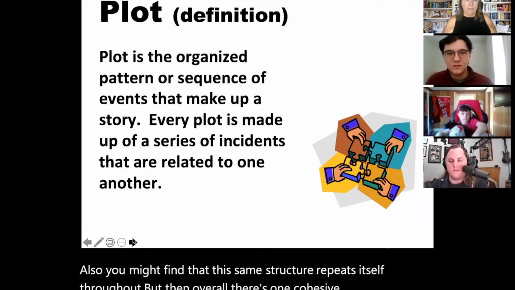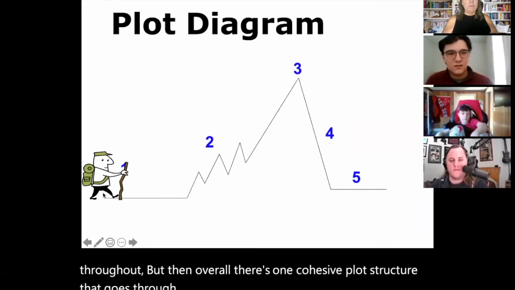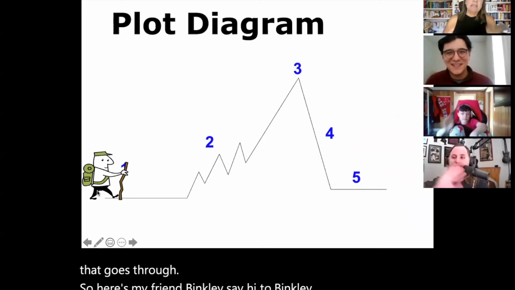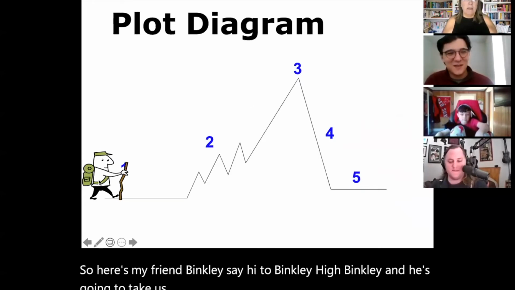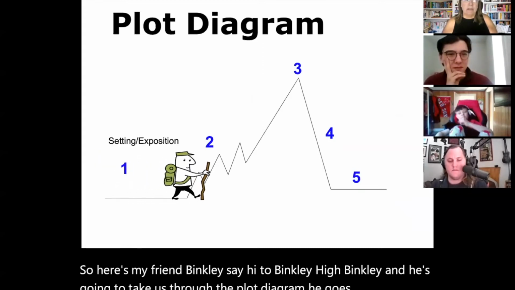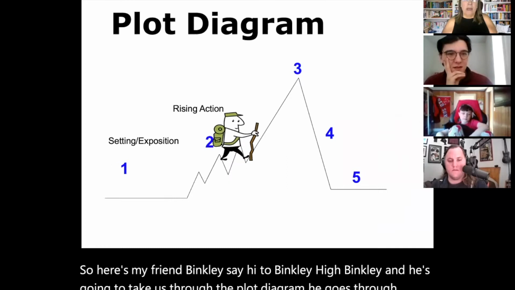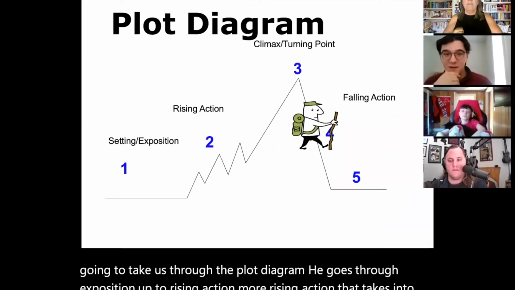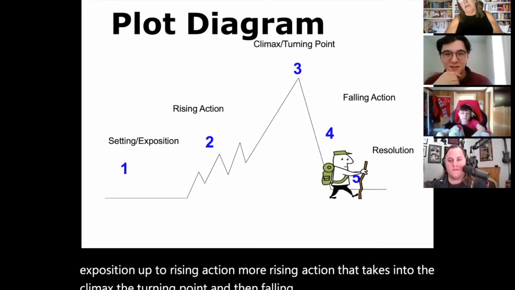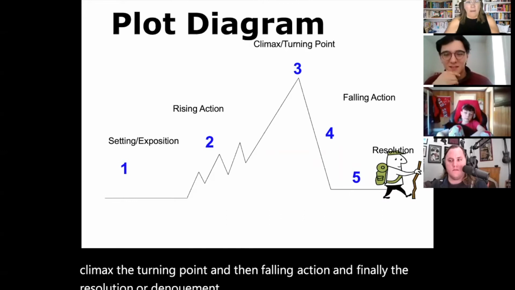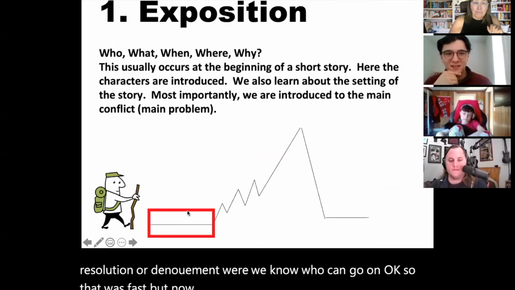Okay, so here's my friend Binkley. Say hi to Binkley. Hi, Binkley. And he's going to take us through the plot diagram. He goes through exposition, up to rising action, more rising action that takes him to the climax, the turning point, and then falling action, and finally the resolution or denouement, where we know how he can go on. Okay, so that was fast, but now we're going to get into the details.